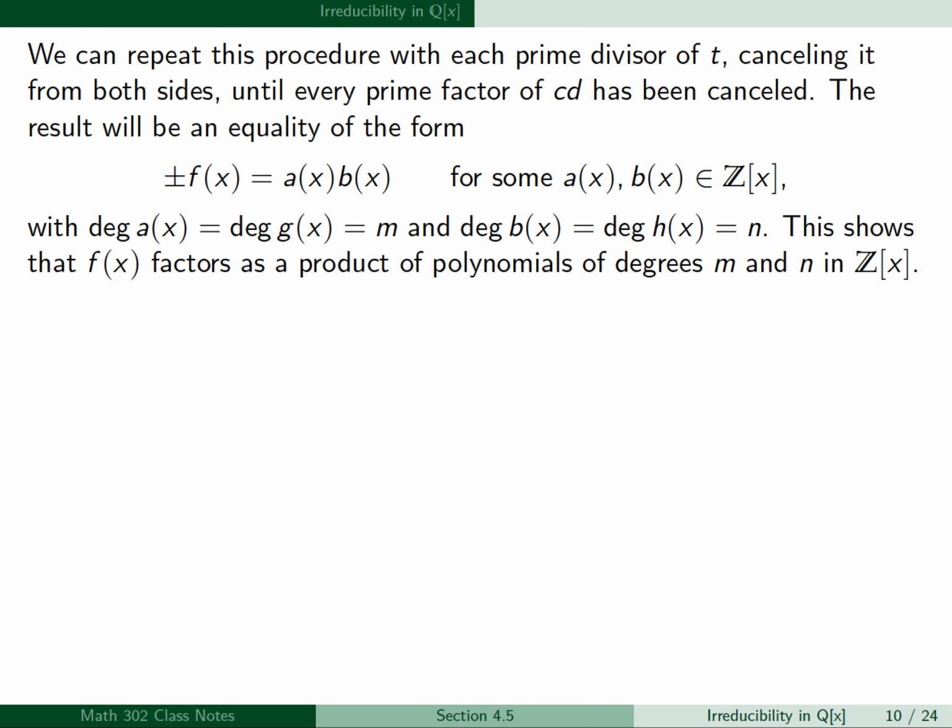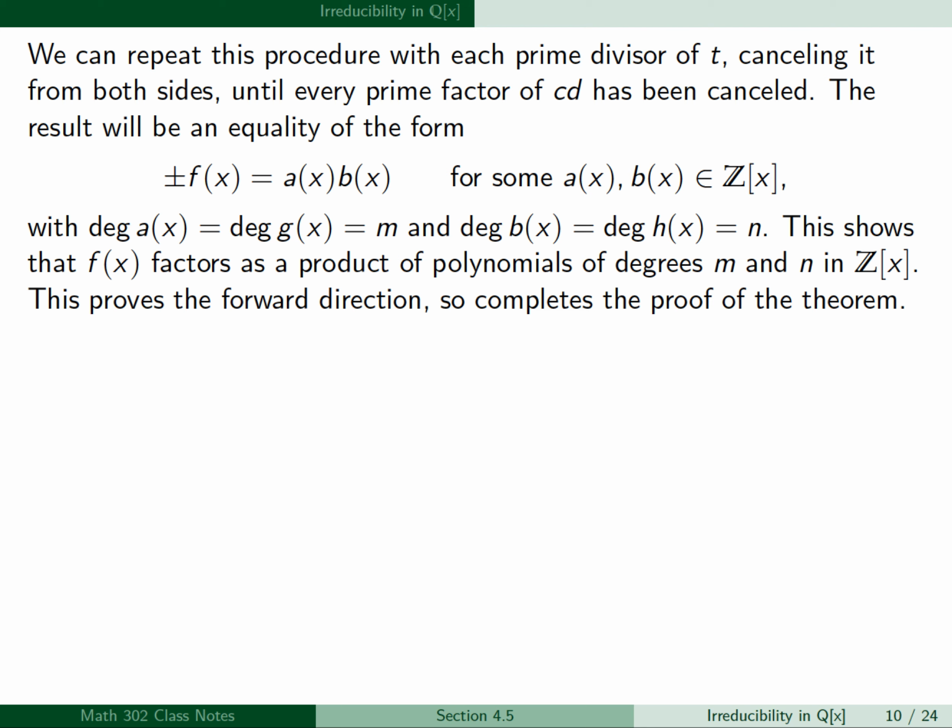This shows that f(x) factors as a product of polynomials of degrees m and n in Z[x]. And this is the conclusion that we wanted to prove, so this proves the forward direction, so completes the proof of the theorem.